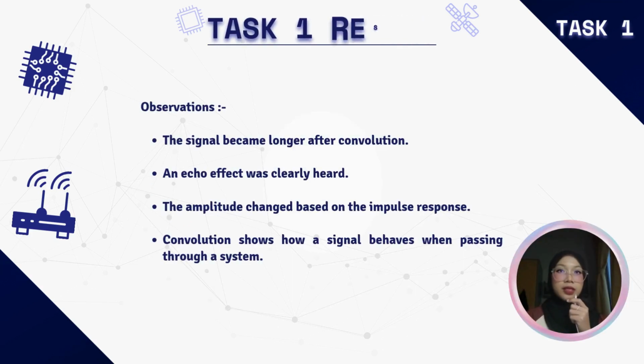From the result obtained, we observed that the output signal became longer after the convolution process. An echo effect could be clearly heard in the output signal, and the amplitude changed depending on the impulse response used. These observations show that the convolution affects both the duration and characteristic of the original signal. Therefore, convolution can be used to describe how a signal behaves when it passes through the system.